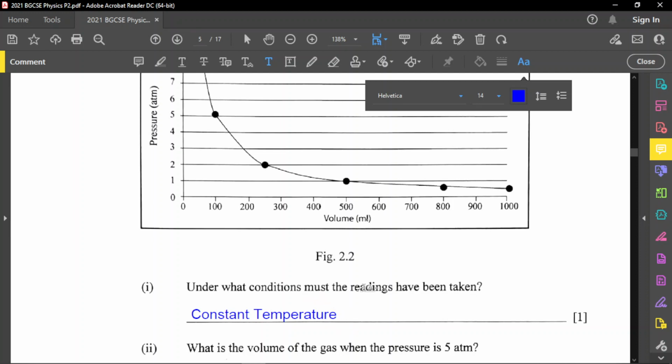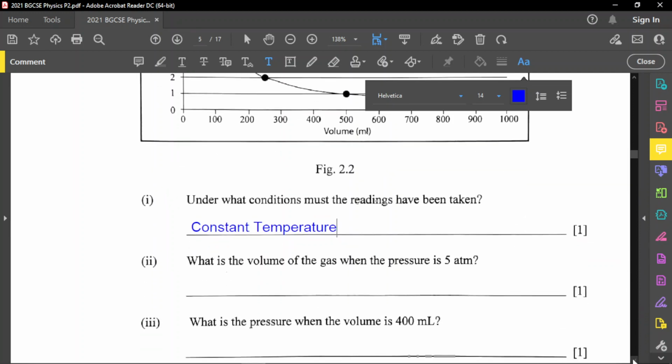Remember that boys can't take the heat, right? Remember that we went through that. So that is Boyle's law.